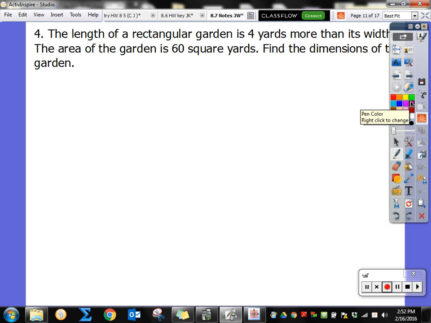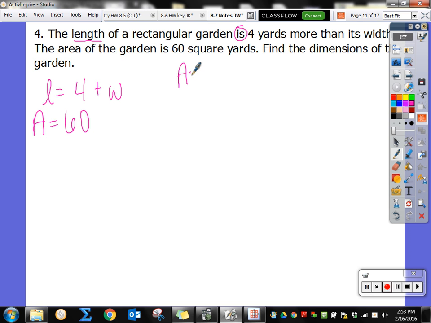The length of a rectangular garden is 4 more than its width. So to me, I see length is, so that's L equals 4 more than the width. If you write W plus 4, that's fine. Then it says the area is 60. If you have the area given to you, more than likely you are going to use the area formula. So once again, I'm going to plug into area equals length times width. So I have 60 equals, my length is 4 plus W, and then I have times W.